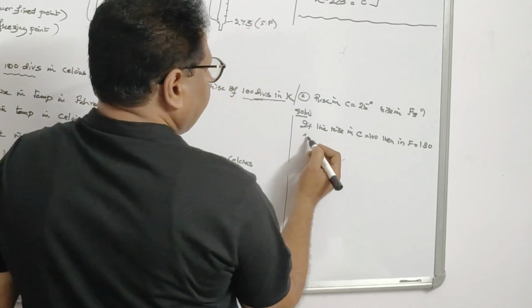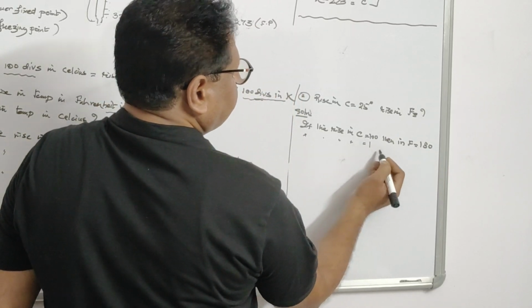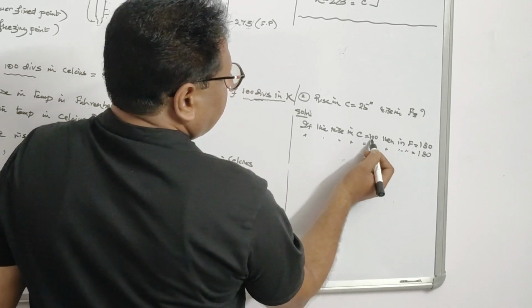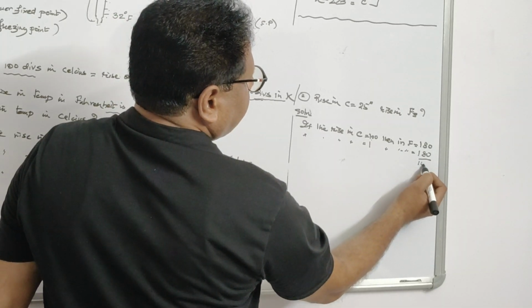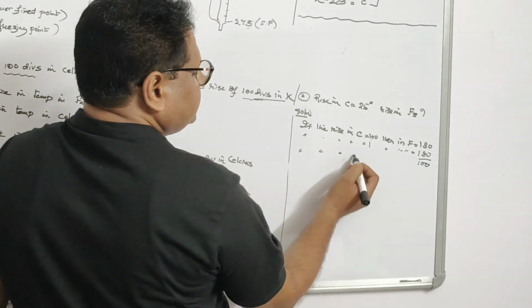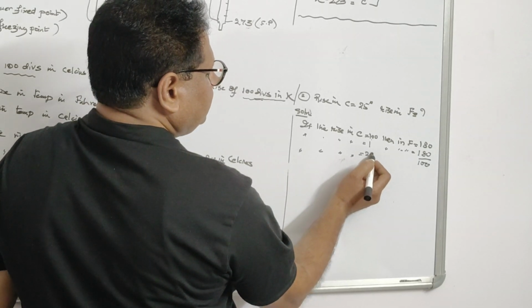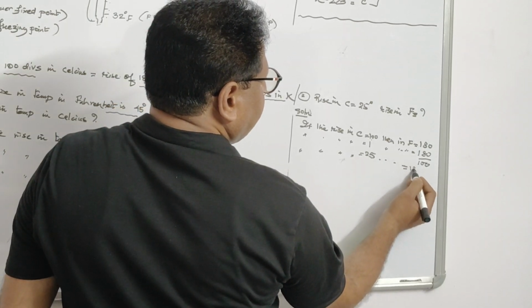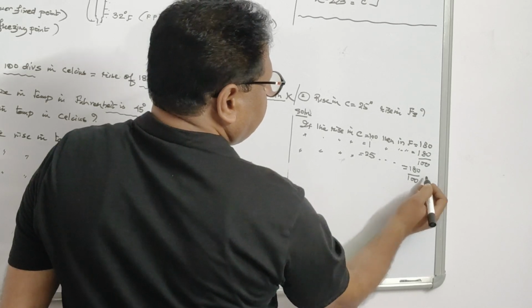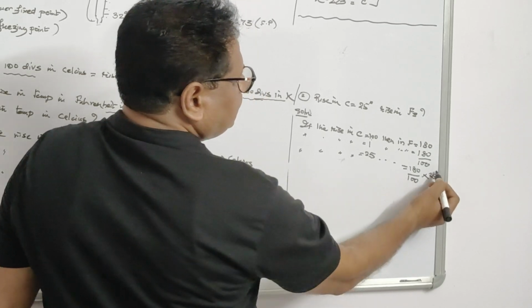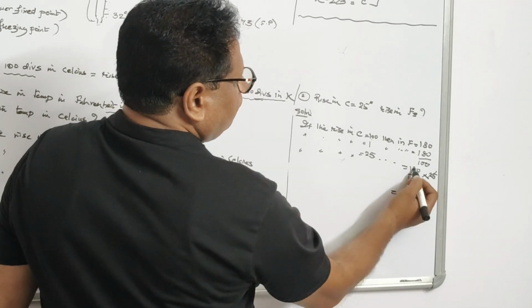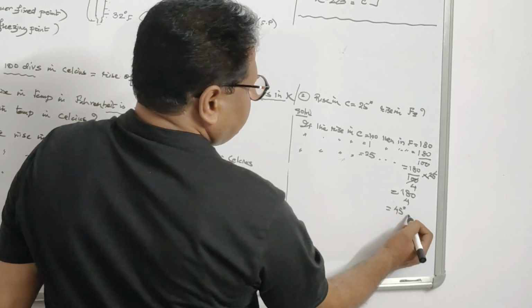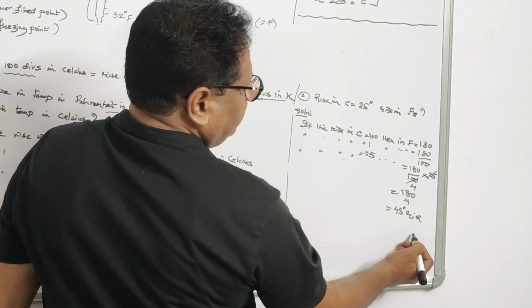If the rise in Celsius is 1, then in Fahrenheit it will be 180 by 100. If the rise in Celsius is 25 here, then the rise in Fahrenheit will be 180 by 100 into 25. 25 cancels 4 times, 180 by 4 is left, and that is 45 degrees rise in Fahrenheit.